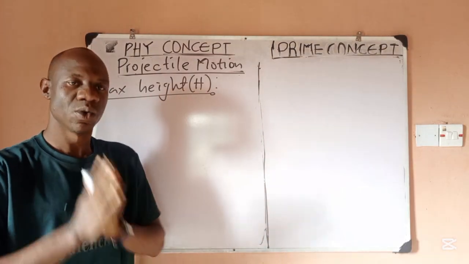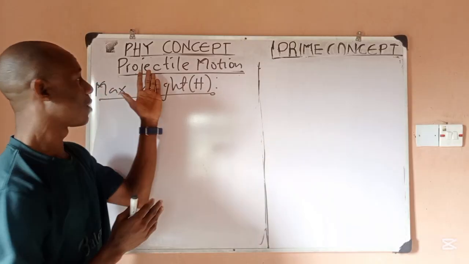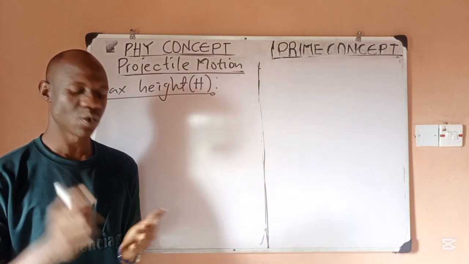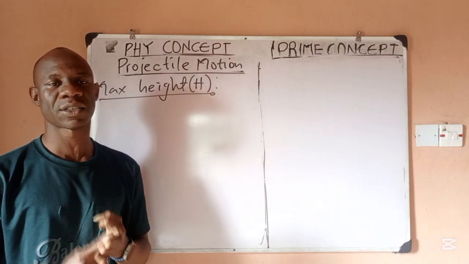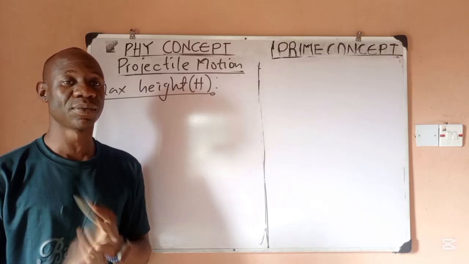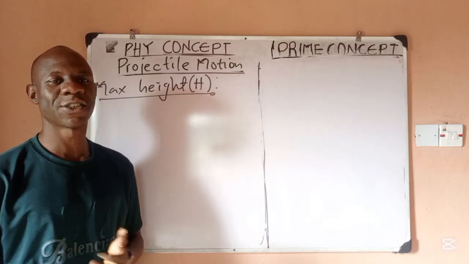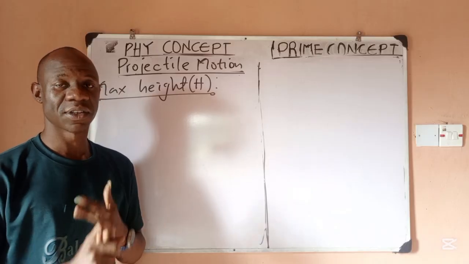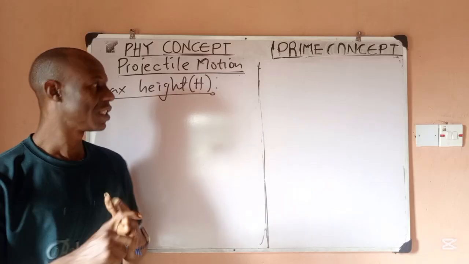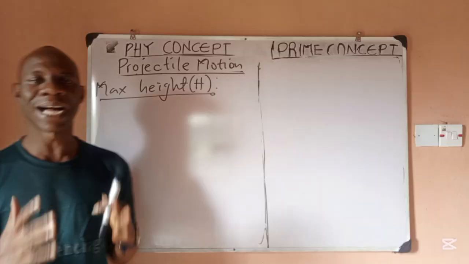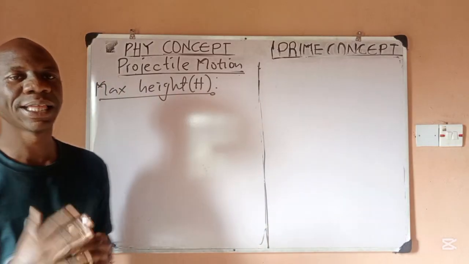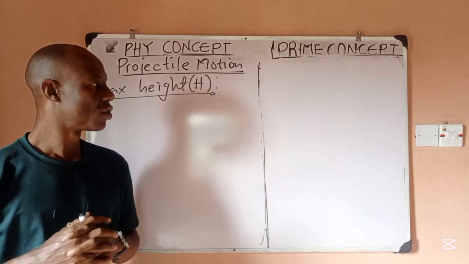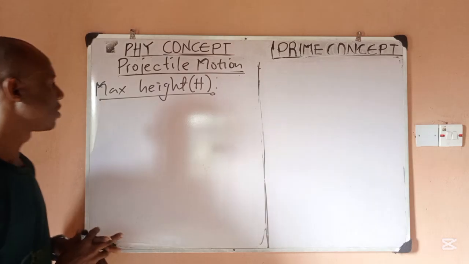In this video, we want to still consider our concept of projectile motion. We are looking at the terms that are discussed or described in projectile motion. We've considered two important terms: the time of flight and the horizontal range. In this video, we want to look at the maximum height attained by a projectile. So let's quickly dive into the concept.